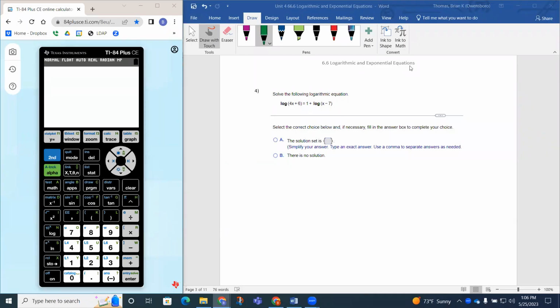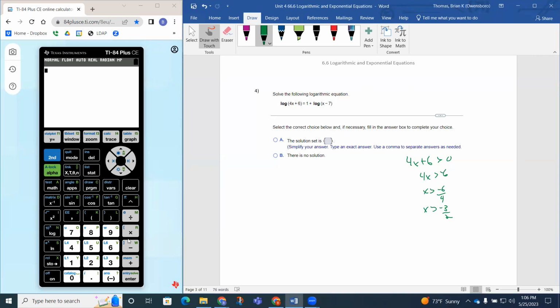So again, question 4, we want to solve the following logarithmic equation. Again, one of the things we pick up on is we need to identify the domain restriction to start with. So 4x plus 6 has to be greater than 0. So if I move the 6 over, 4x is greater than -6, divide by 4, that's going to be -6/4. And since you can divide the top and bottom both by 2, that's going to be greater than -3/2.